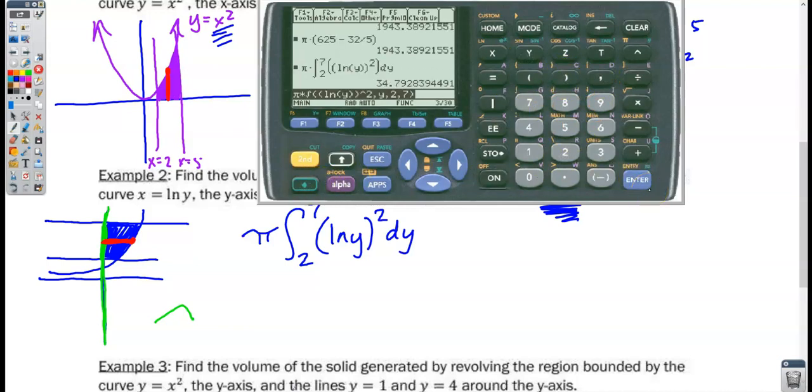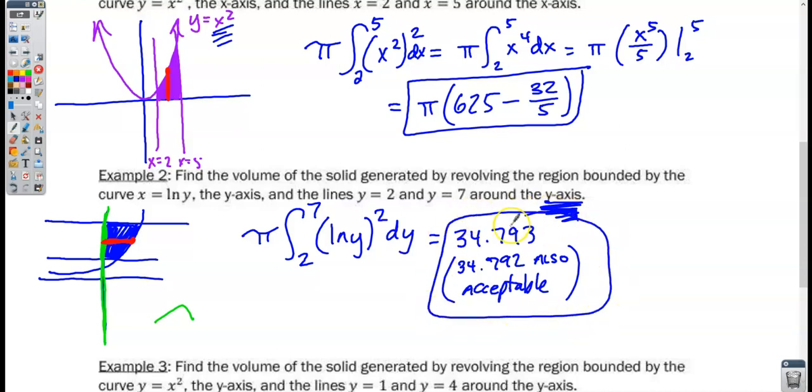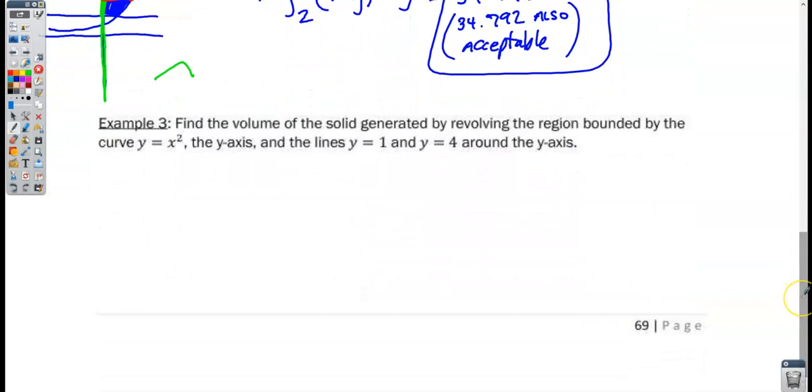And that gives us our volume of 34.793, where 34.792 is also acceptable. Now this one I had to do with a calculator because we don't know how to integrate the quantity natural log of y, quantity squared. So we kind of had to do that with a calculator here. All right, example 3, final example of this lesson.